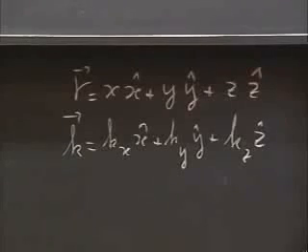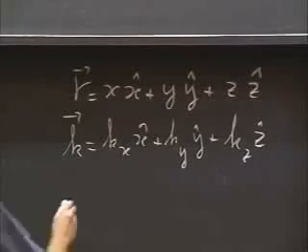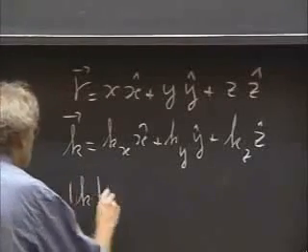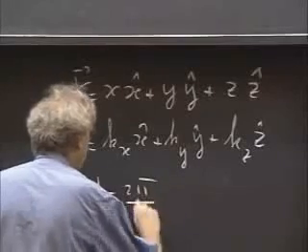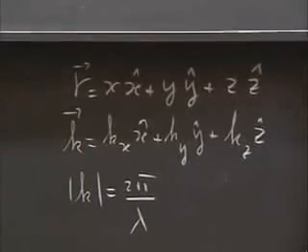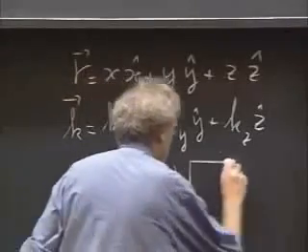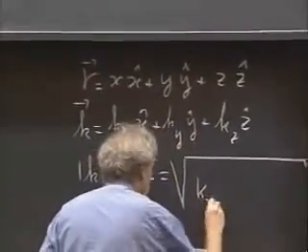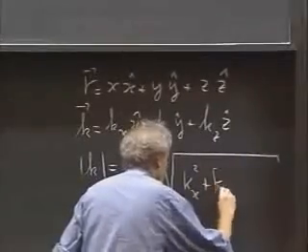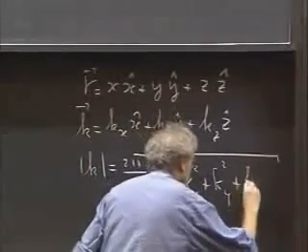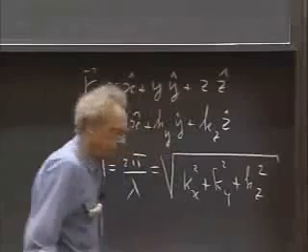And k, as you will see shortly, is the direction of propagation. And the magnitude of k is always 2 pi divided by lambda. And that magnitude of k is the square root of kx squared plus ky squared plus kz squared.